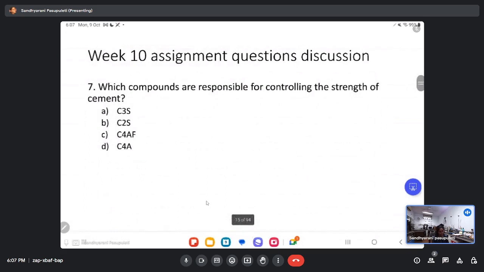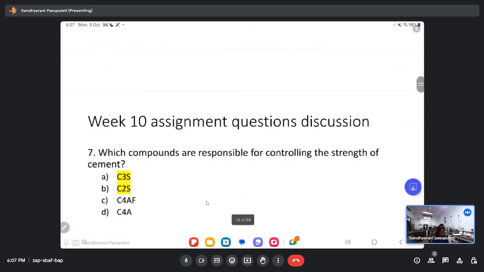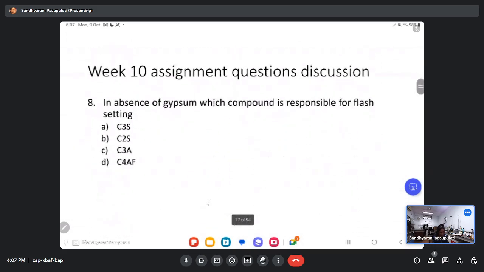Which compounds are responsible for controlling the strength of the cement? We know for early strength, tricalcium silicate, and for late strength, dicalcium silicate. These two are the main components responsible for controlling the strength of the cement. So C3S and C2S.